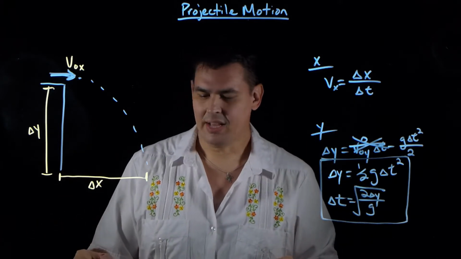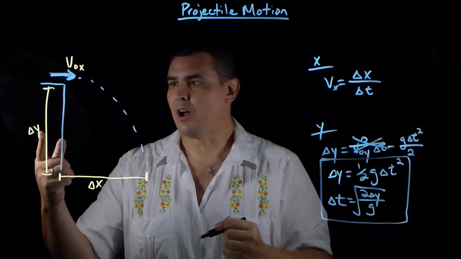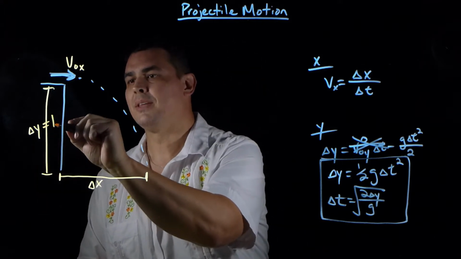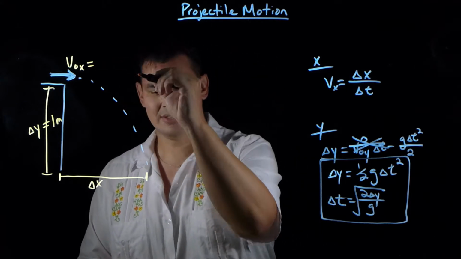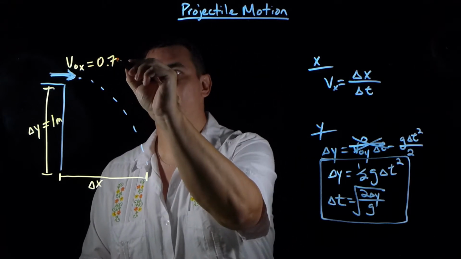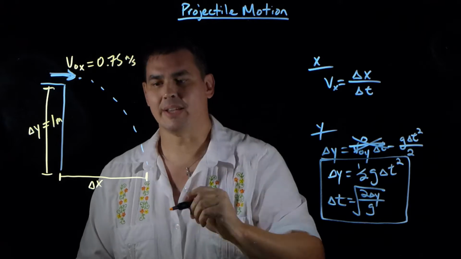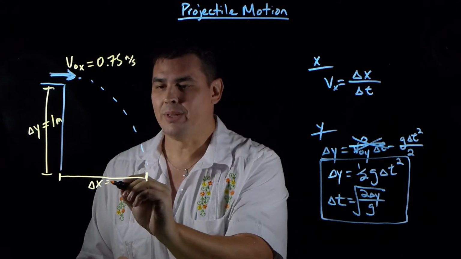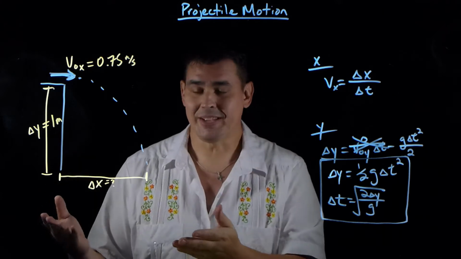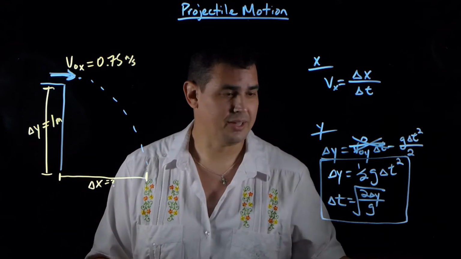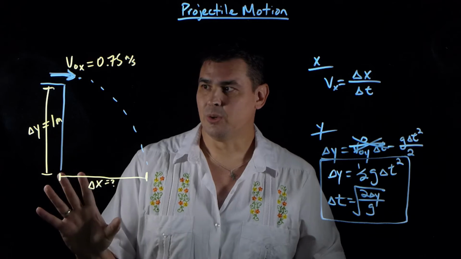So let's say I shoot something off a 1 meter high table. So I'm going to make this 1 meter, and it has an initial velocity of 0.75 meters per second. And I want to figure out how far away this thing lands. So first, obviously, draw a picture. Pictures will make solving things so much easier, okay? So now let's go solve this.